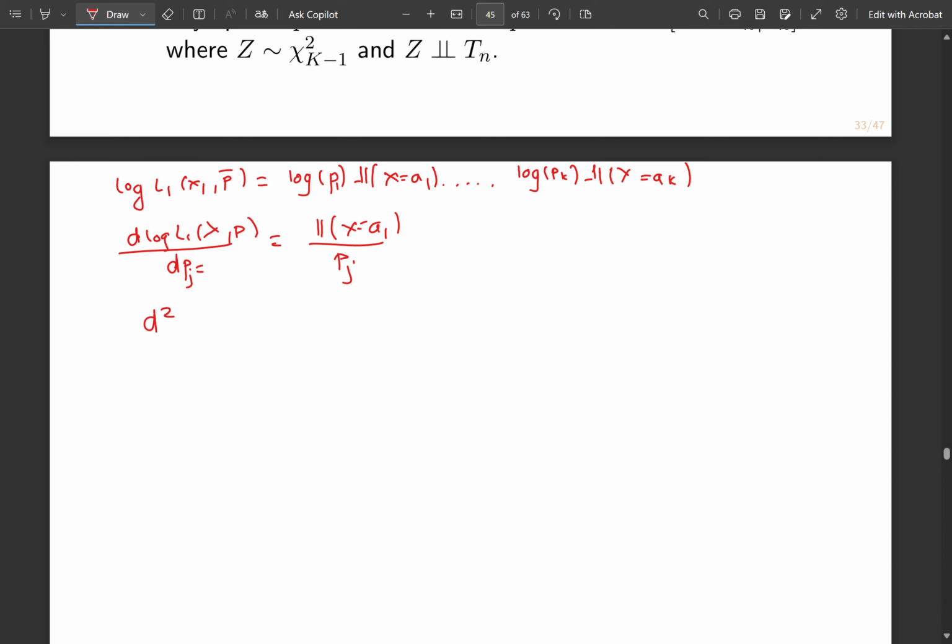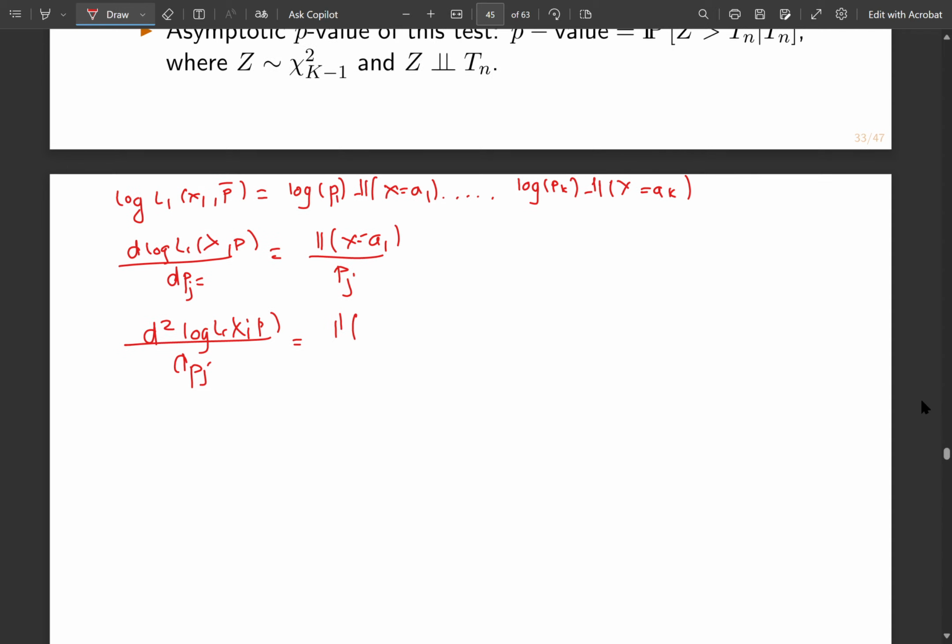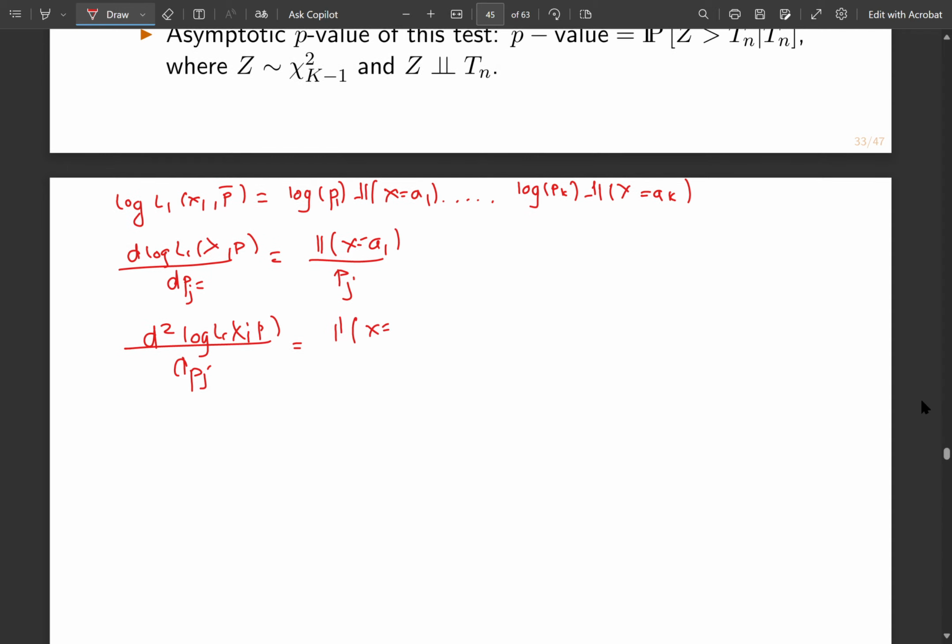That is, d square of log L1 of x with respect to pj is equal to, can you tell me what's going to be the answer for this? Think about it. It's going to be an indicator again, with respect to aj, and with respect to pj. That's what it's going to be.